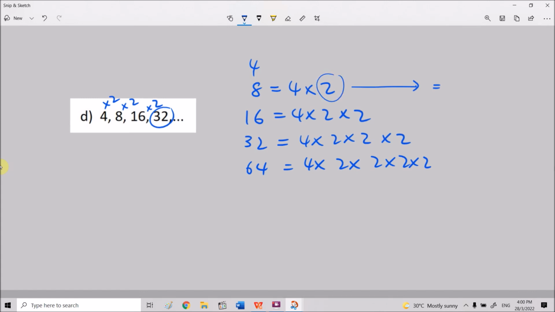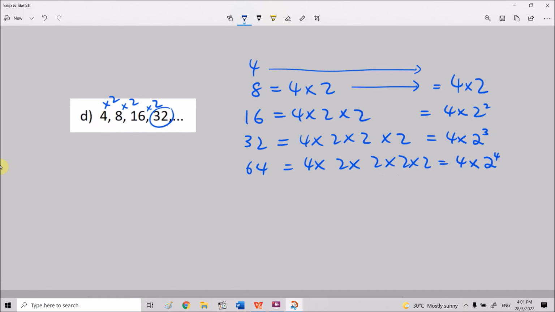We start with this. The 2 is the one which is increasing. The number of 2s is increasing, while 4 remains only 1. We write 4, and then we multiply by 2. Then for this part, it will become 4 times 2 times 2. Remember, 2 times 2 is 2 squared. Here, 2 times 2 times 2 becomes 4 times 2 cubed. And then we have 4 times 2 to the power of 4 because there are 4 of them.